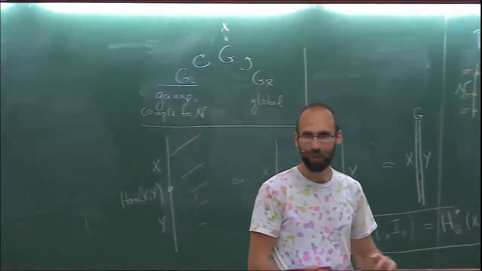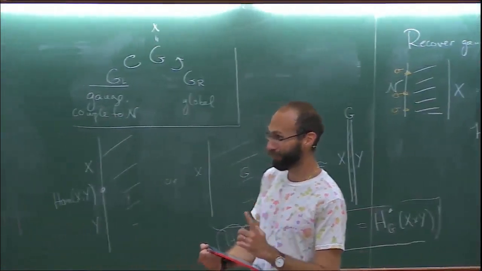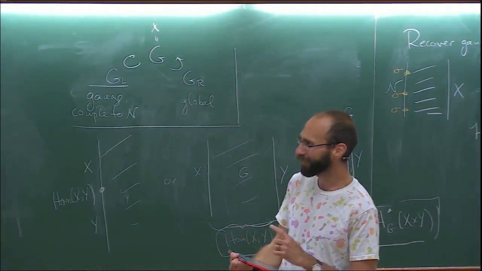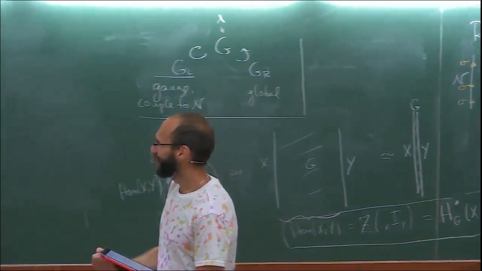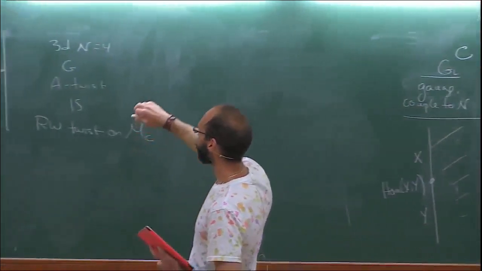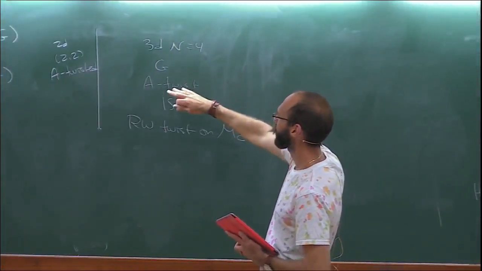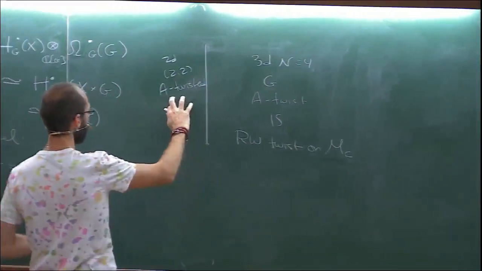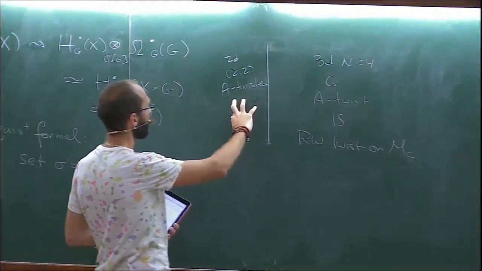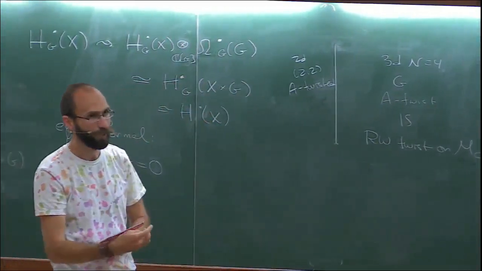Looking at the time, I should say there's one very important thing to watch out for. Anomalies can destroy this construction. So in 3D N=4, in 2D (2,2), there are no anomalies for G flavor symmetries. You can get anomalies for the R symmetry.